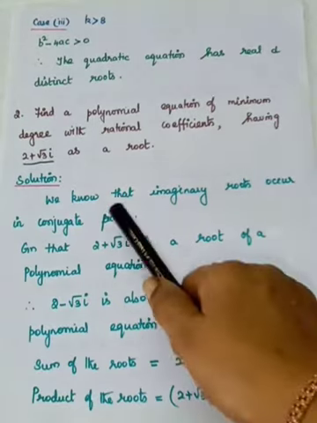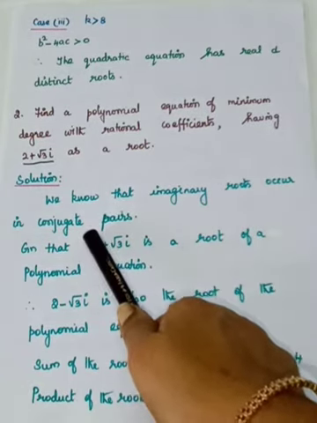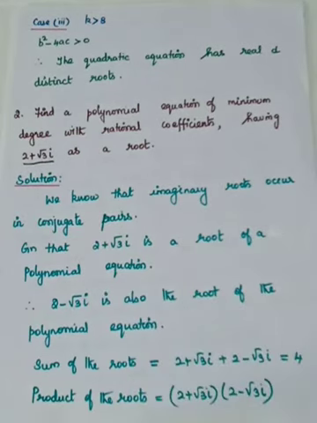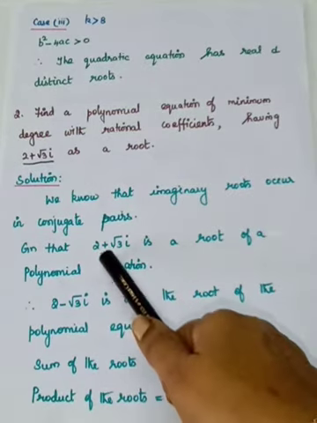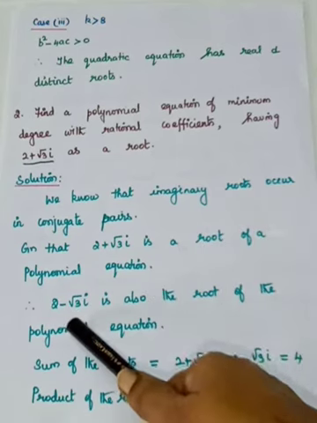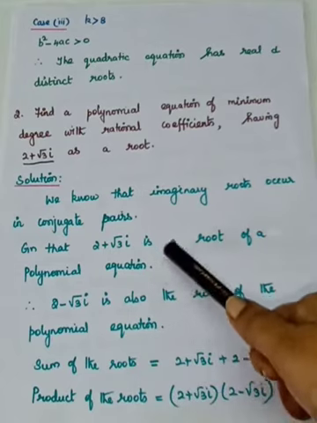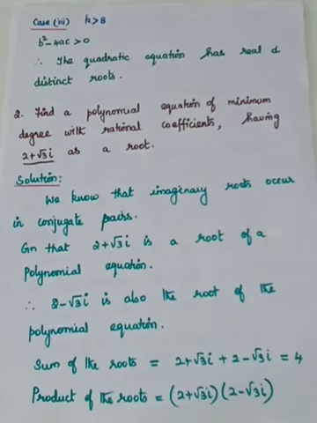So we know that imaginary roots occur in conjugate pairs. That means if one imaginary root is a root of that equation, its conjugate is also a root of the same equation. So here it is given 2 plus root 3i is a root of the polynomial equation, which means 2 minus root 3i is also a root of the polynomial equation. So how many roots are you having? 2 roots. So we can form the polynomial equation of degree 2, minimum degree only. So we'll take a polynomial equation of degree 2.